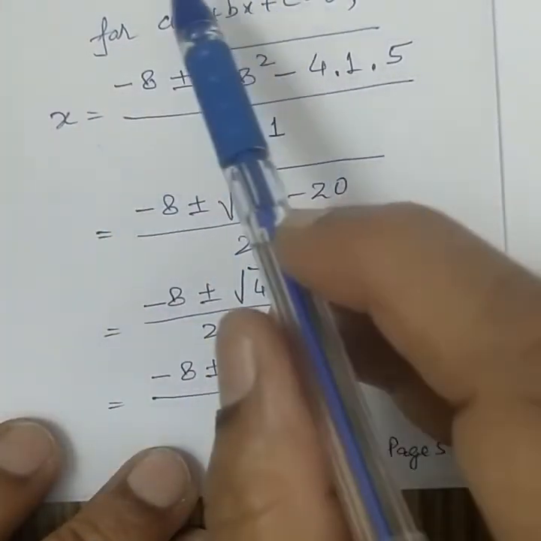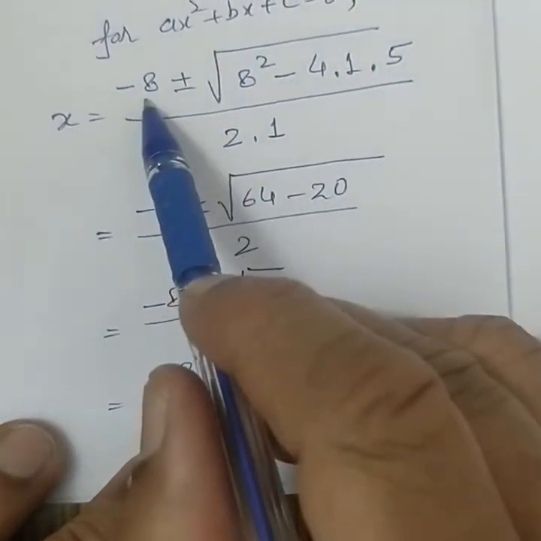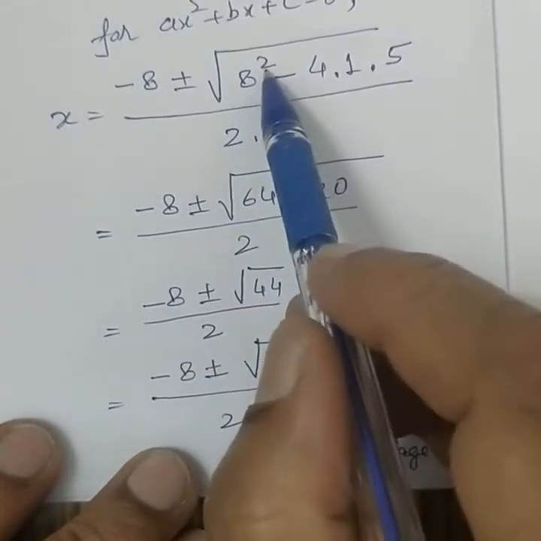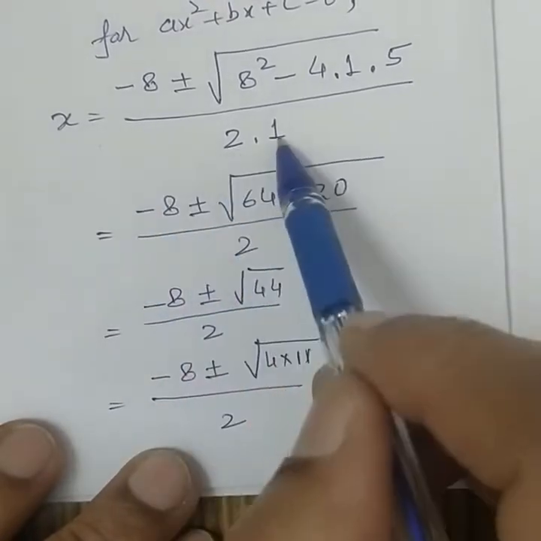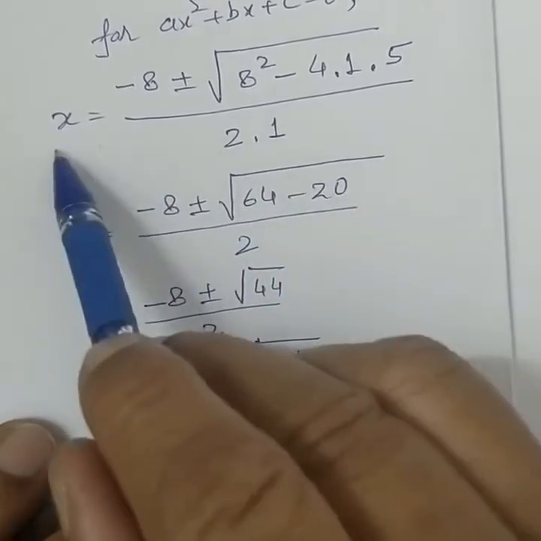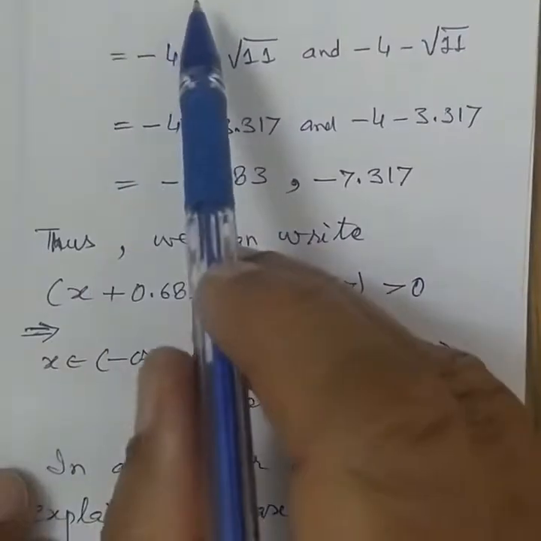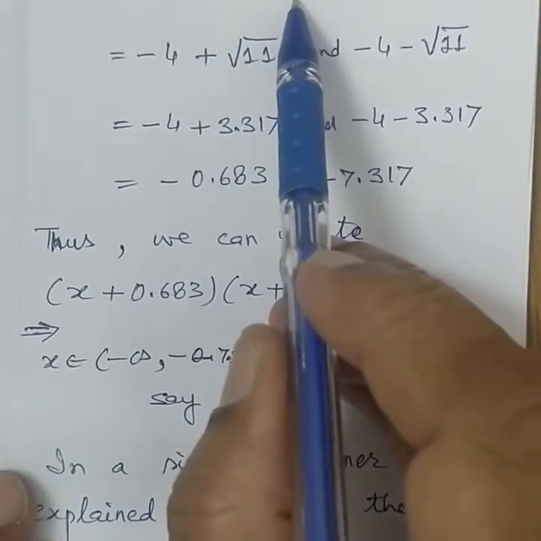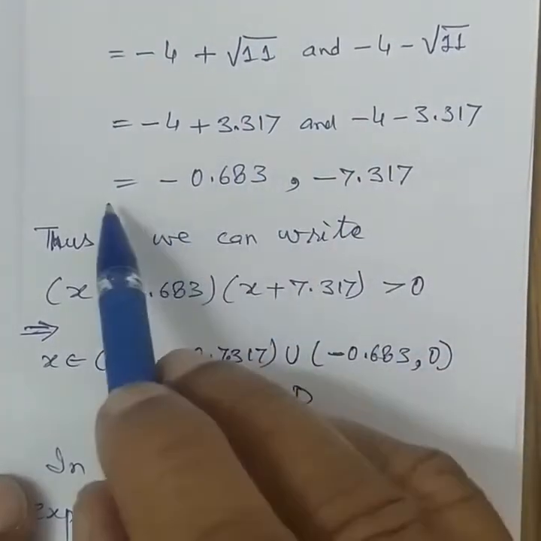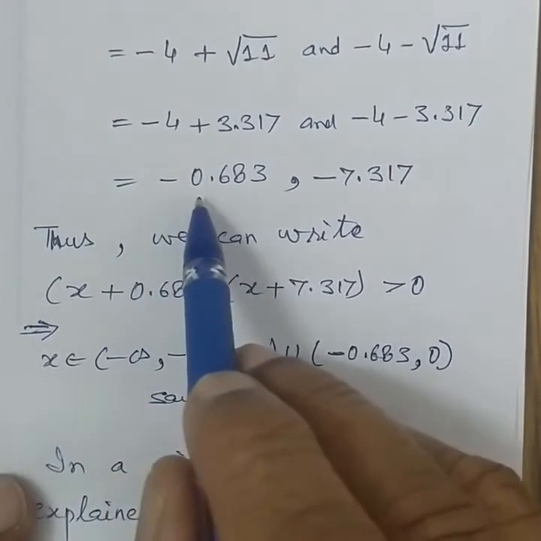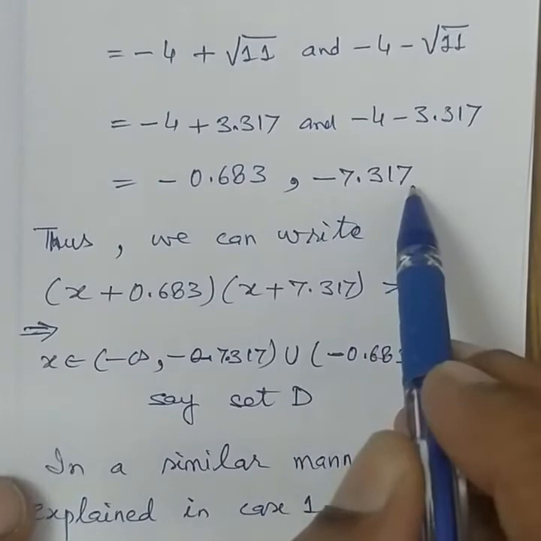So x equals minus b. The value of b is 8. So it becomes minus 8 plus minus under root b square minus 4ac, where a is 1, c is 5, upon 2a, where a is 1. This can be solved to minus 4 plus minus under root 11. Correct up to 3 decimal places, the roots of the equation are minus 0.683 and minus 7.317.